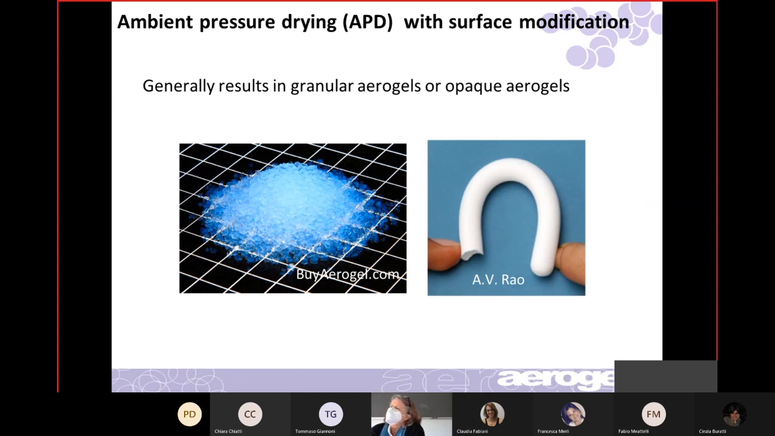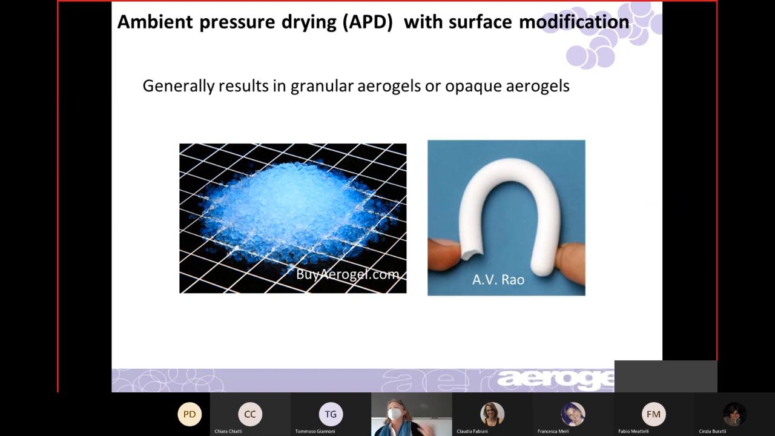This is one of the more commercially available products, these granular aerogels, because in many ways they're a little bit easier to make. I wanted to find an example of Cabot Corporation's process. They don't share. It's their secret how they make it, but it is known they do ambient drying, and that's how they're able to make large volumes of it.